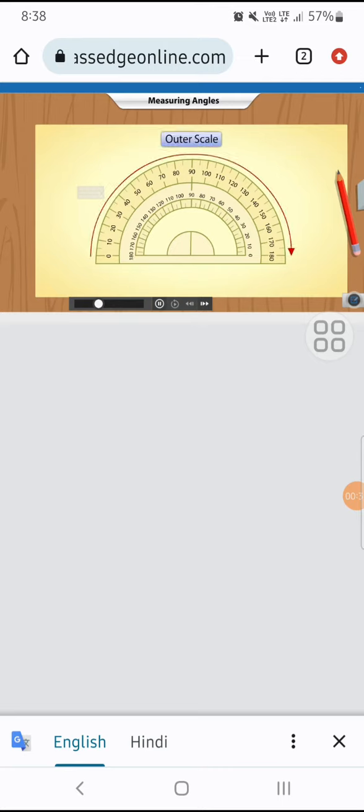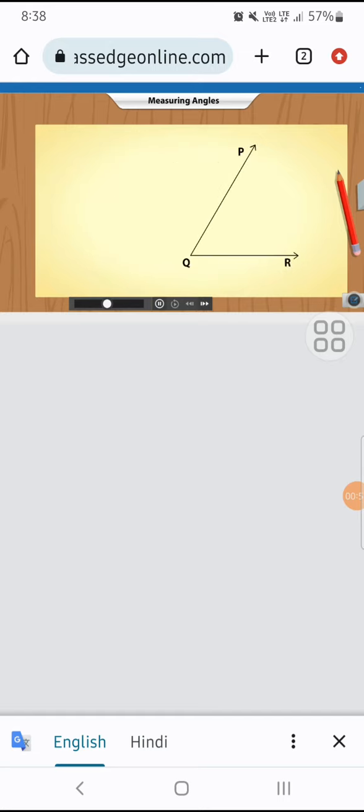The outer scale can be used when we are measuring an angle from the left to the right. And the inner scale can be used when we measure an angle from the right to the left. The protractor also has a center point and a baseline.